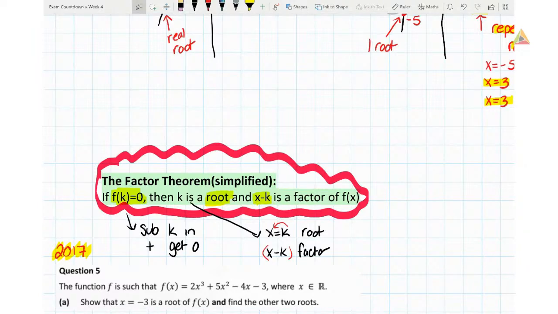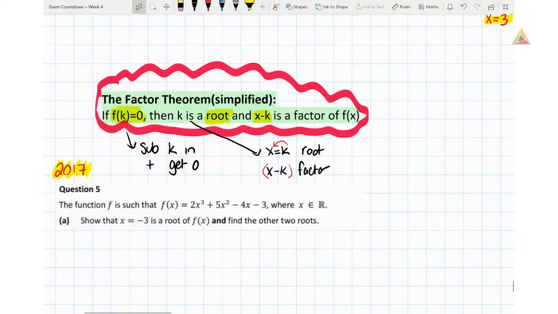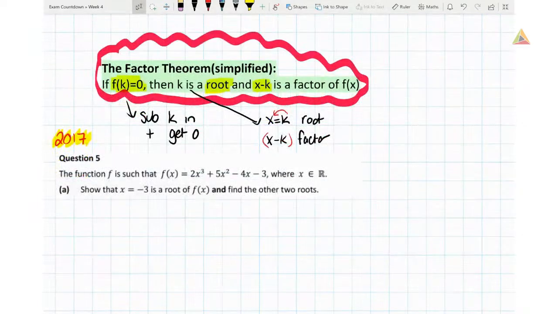Okay, so the first question that we're going to have a look at is from the 2017 exam paper, paper 1, question 5. So let's have a look at the main things from the question first of all. It's giving us the function f is such that, so there's our function f. Not a bad idea to maybe highlight it. You're going to use that in the question.